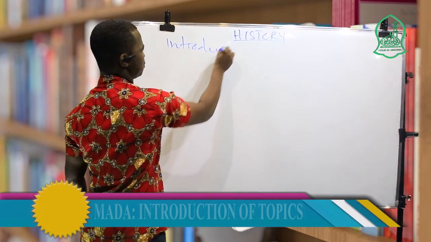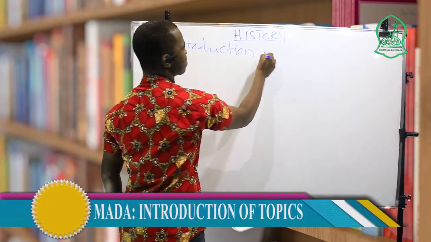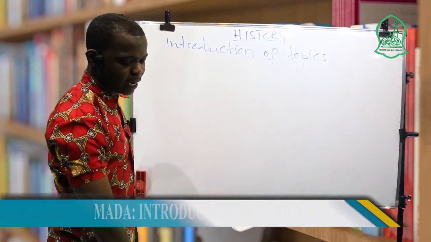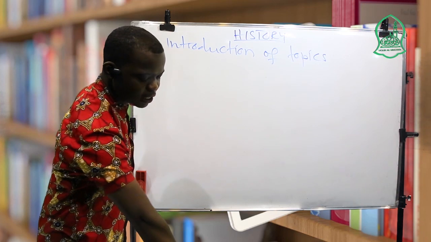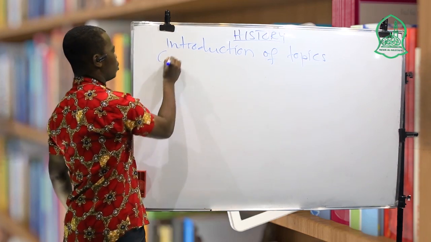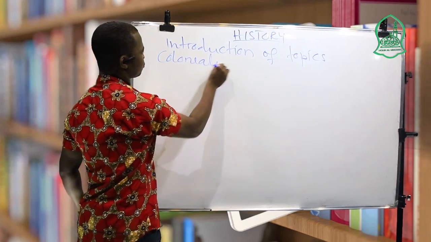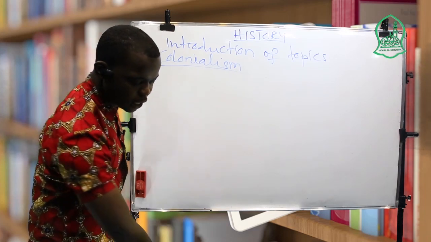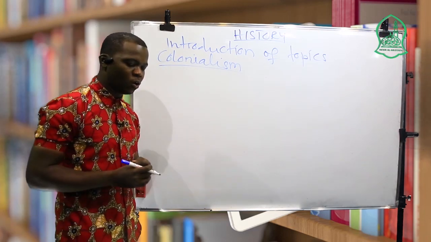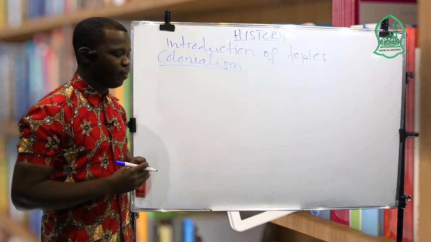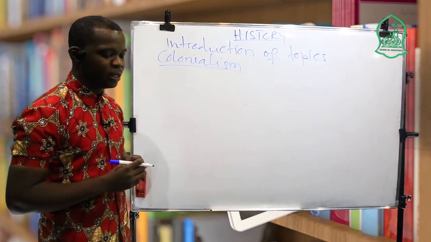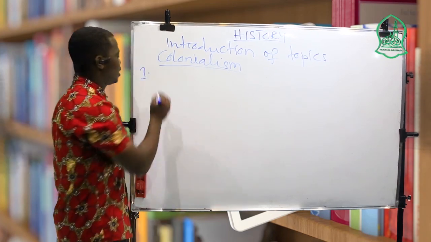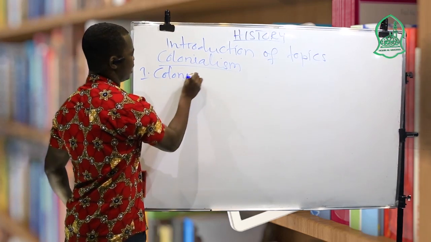Introduction of topics. As I told you, the first topic is known as colonialism. In colonialism, you are going to know colonialism in other countries of Africa: Kenya, Uganda, and Nigeria. I mean beyond Tanzania. So, as I'm writing here, colonialism in other countries. This is our first topic, colonialism.